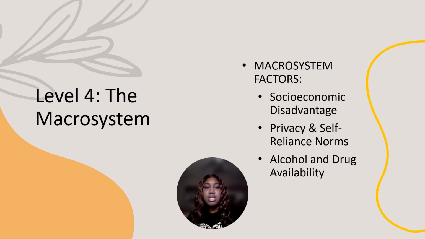The influences at the level 4 macrosystem are socioeconomic disadvantage. There is a lack of federal or state policies that address generational poverty in rural areas, and poverty and self-reliance norms. There are strong cultural norms on family privacy and not involving outsiders, and these families are self-reliant. There is a risk of alcohol and drug availability, and a normalization of substance use in some rural communities.